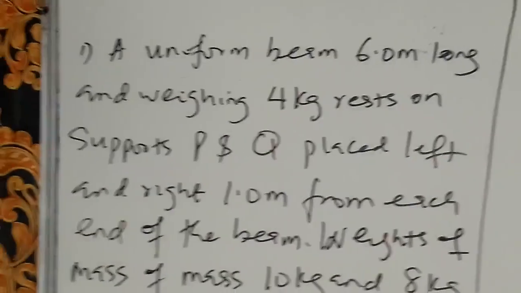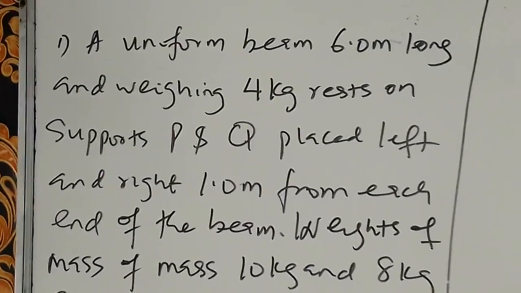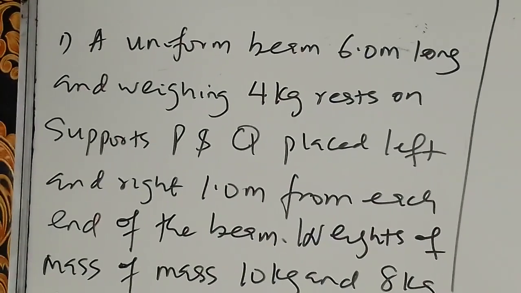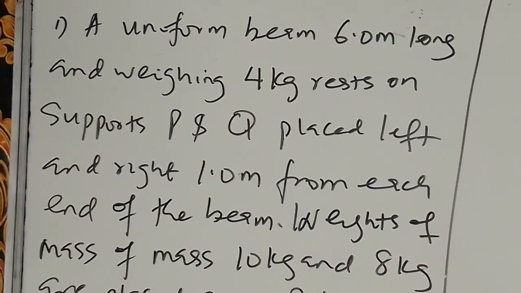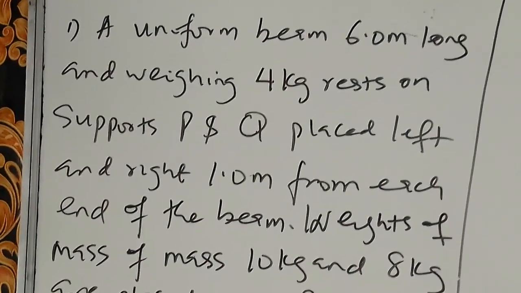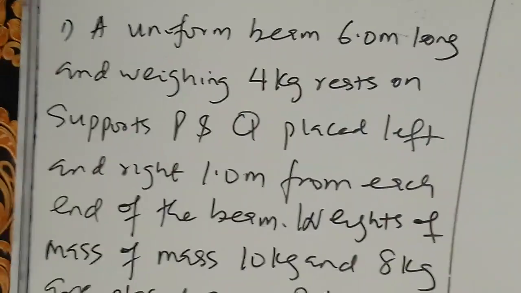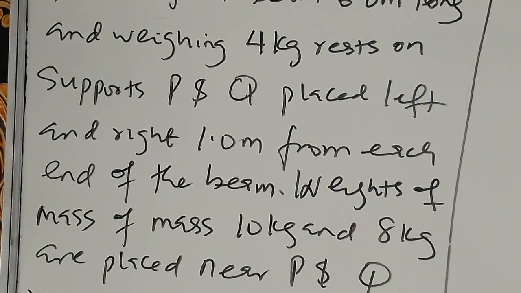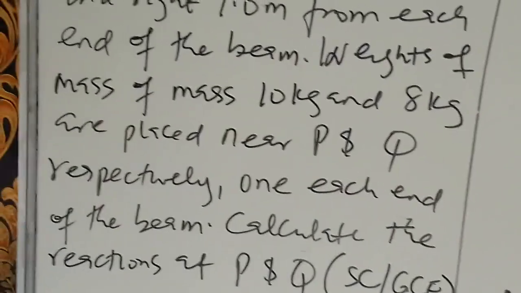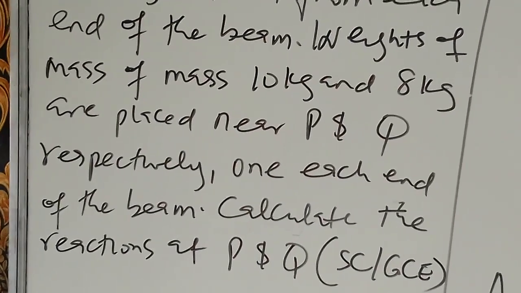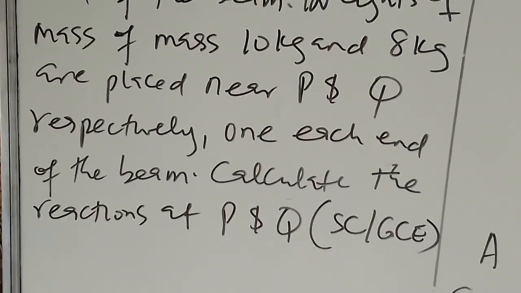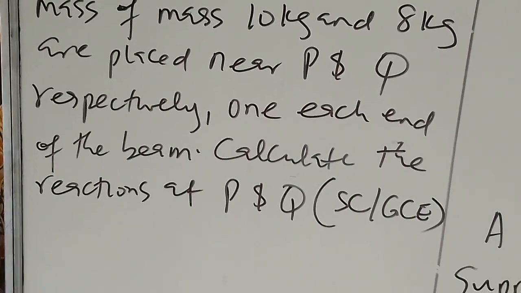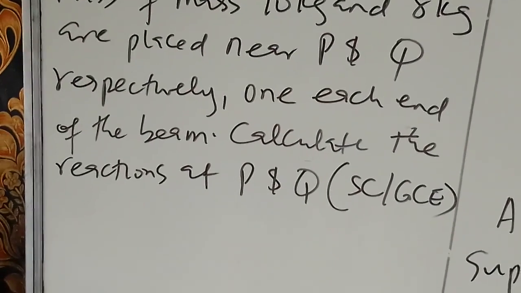In the last section of this topic, we have a uniform beam 6.0 meters long and weighing 4 kg, resting on supports P and Q, placed 1 meter from each end of the beam. Weights of mass 10 kg and 8 kg are placed near P and Q respectively, one at each end of the beam. Calculate the reactions at P and Q.